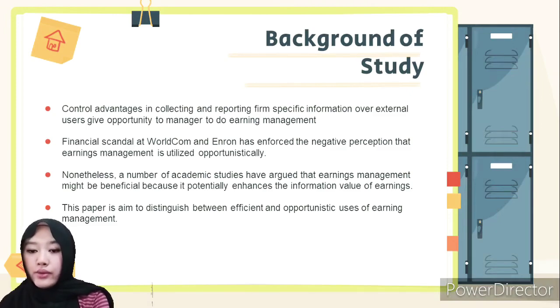The financial scandals at WorldCom and Enron have reinforced the negative perspective that earning management is utilized opportunistically. It is viewed that managers manage the earnings for their own private benefit rather than the benefit of stakeholders, where managers use the information asymmetry to maximize their utility related to compensation contracts.